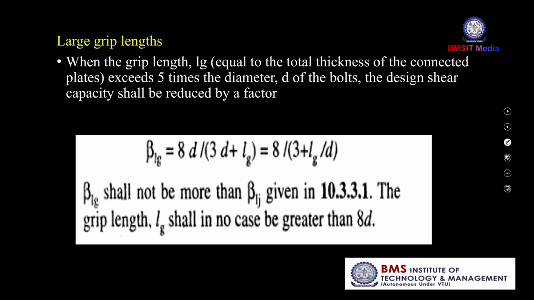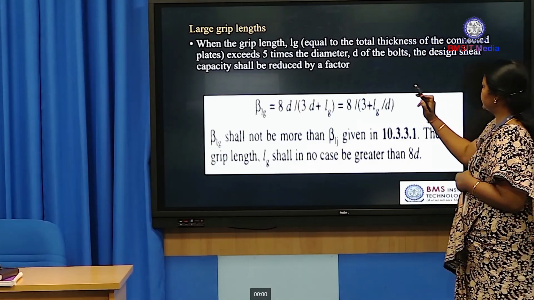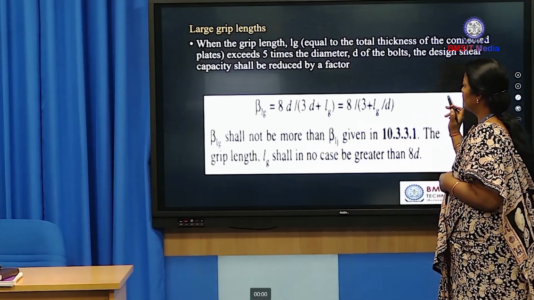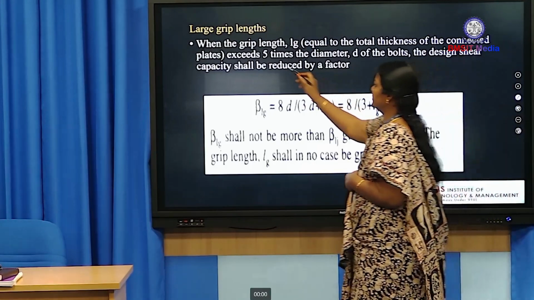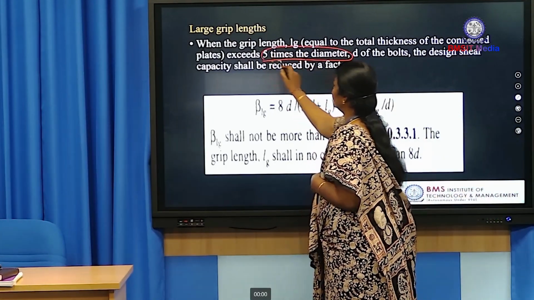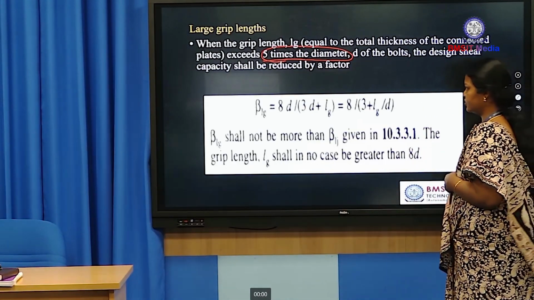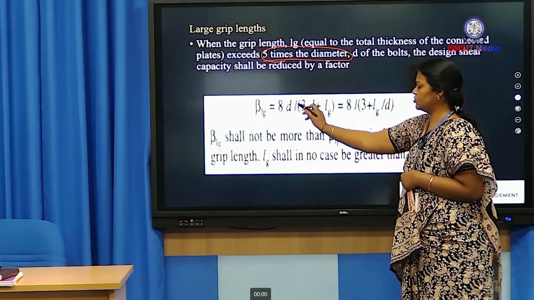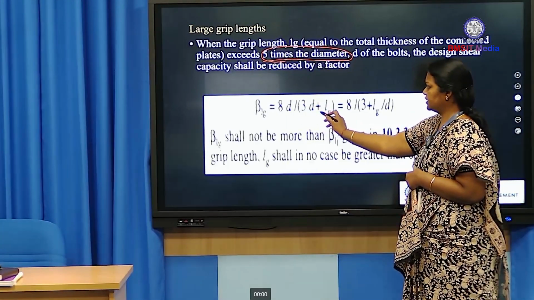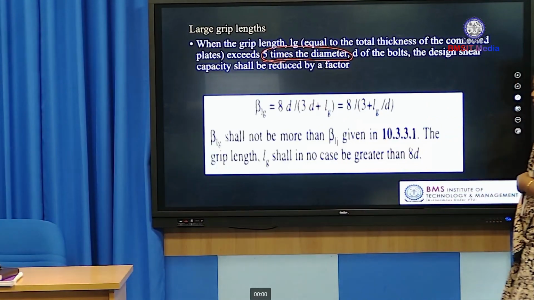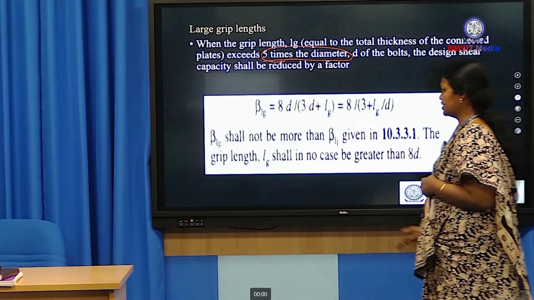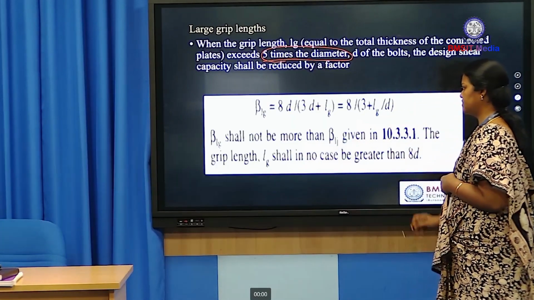So, next coming to the second reduction factor, that is large grip length. Already we have seen the grip length in the first slide, the symbol is Lg. Here, if the grip length exceeds 5 times the diameter, we have to introduce one more factor, that is beta Lg. This is the formula: 8d, nominal diameter of the bolt, divided by 3d plus Lg. This beta Lg shall not be more than beta Lj, we have to check this also.